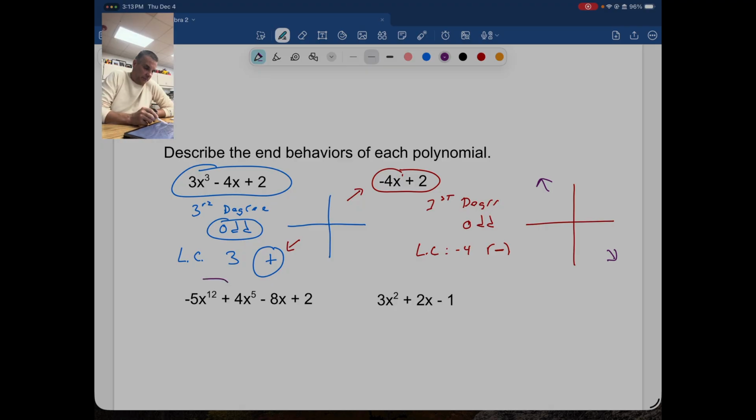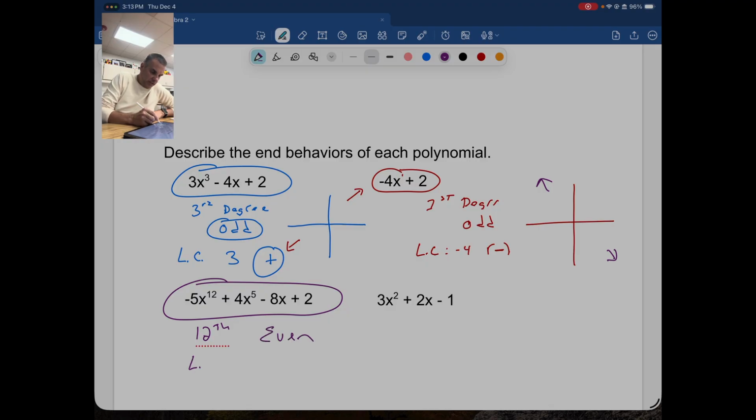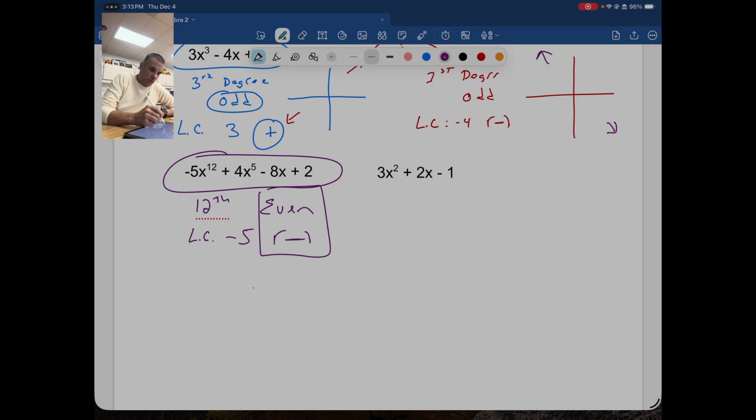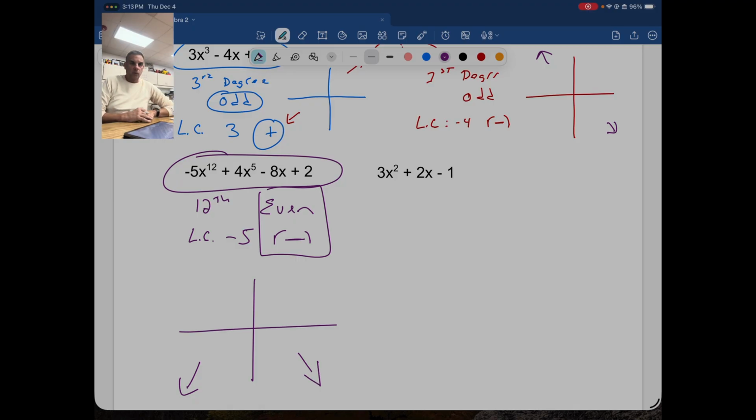The next one, negative 5x to the 12th, and so on and so forth. It's in standard form. We're good there. We look at the degree. It's 12th degree. 12 is even. Leading coefficient is negative 5, so that's a negative. So even and negative is what we pounce on. Even and negative is 3 and 4.